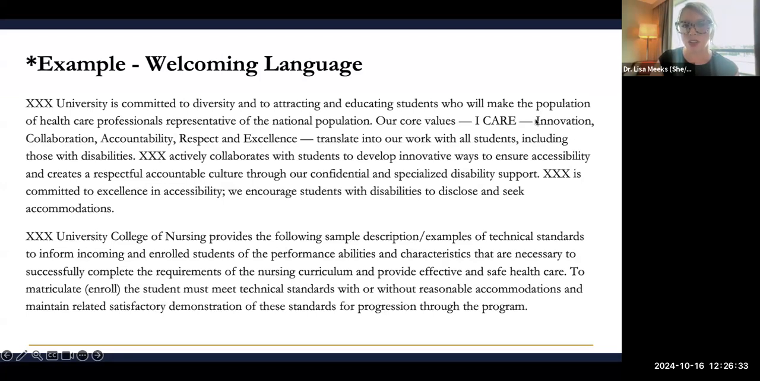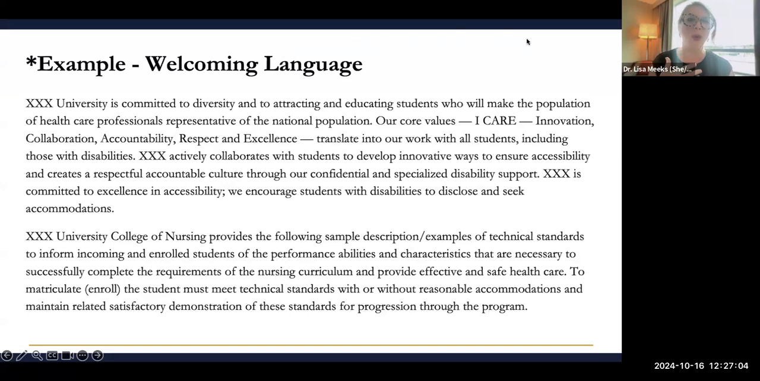X University College of Nursing provides sample description examples of technical standards to inform incoming and enrolled students of the performance abilities and characteristics that are necessary to successfully complete the requirements of the nursing curriculum and provide effective and safe healthcare. To matriculate, to enroll, the student must meet technical standards with or without reasonable accommodations and maintain satisfactory demonstration of the standards for progression through the program.